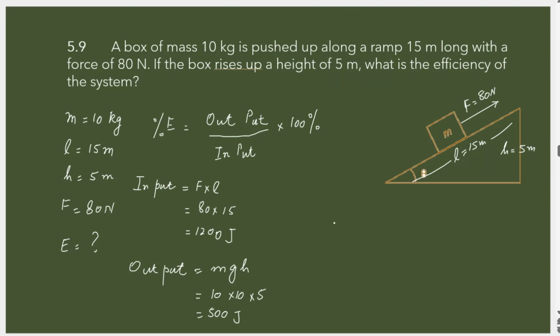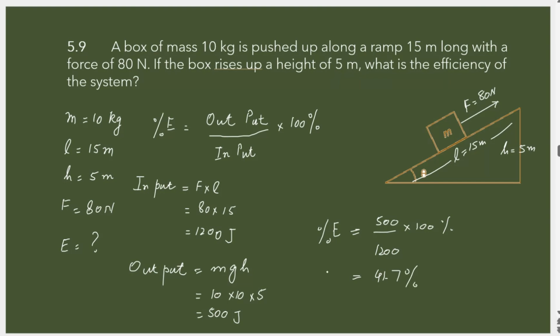Now putting the value of input and output in the percentage efficiency formula, output is 500 joule divided by input, which is 1200, and multiplying it by 100%. So dividing these two, we will get approximately equal to 41.7%.